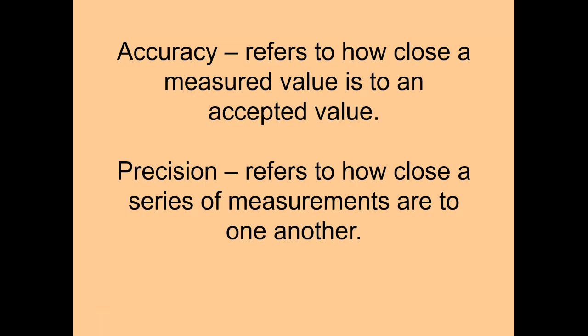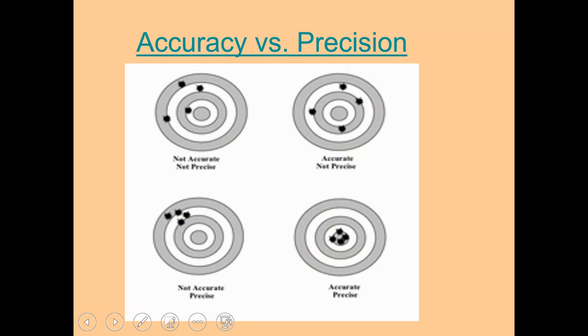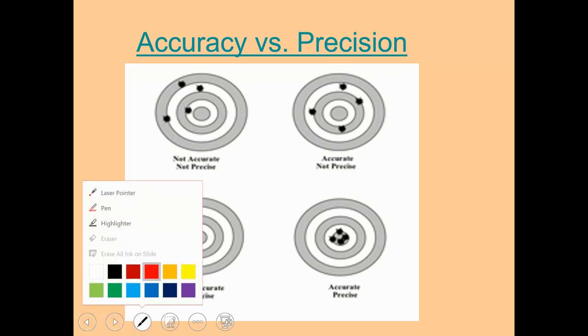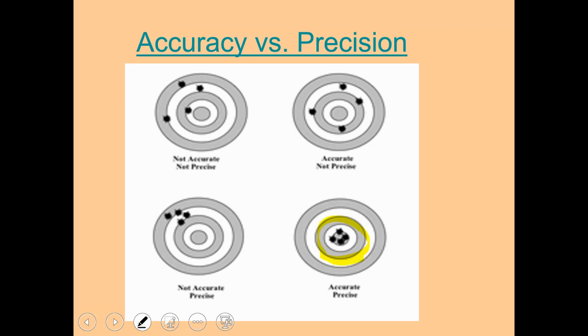So here's the two definitions. Accuracy is how close a measured value is to the accepted or true value, and precision is the reproducibility of measurements. To give you an example, here's a bullseye, and this one, obviously down here in the bottom corner, is both accurate and precise. The other one in the bottom corner is precision, where it's reproducible, but it's not accurate.